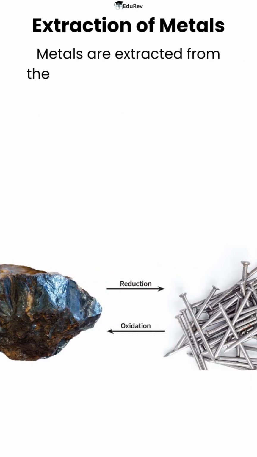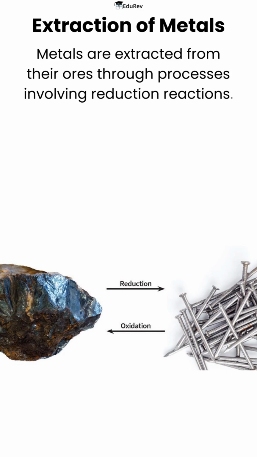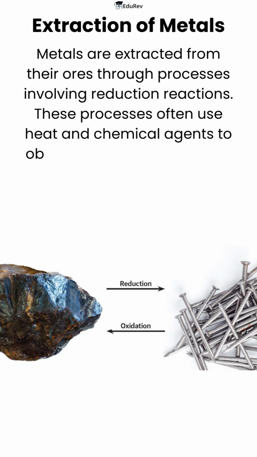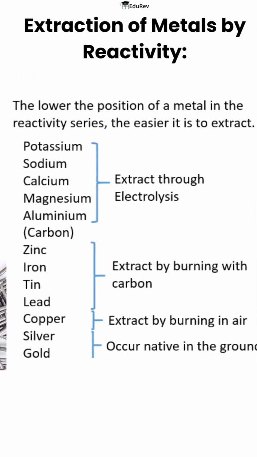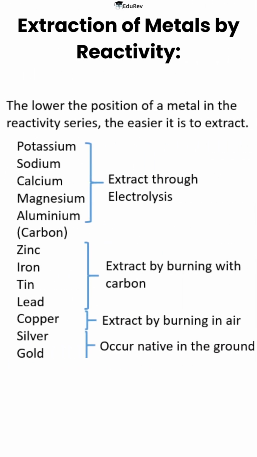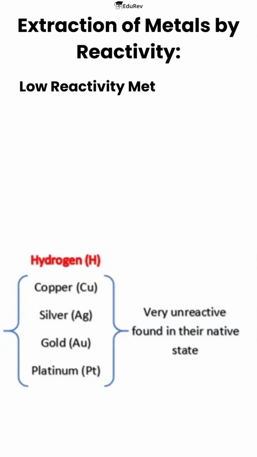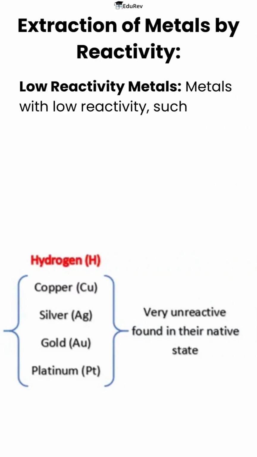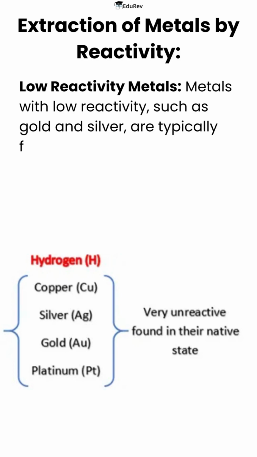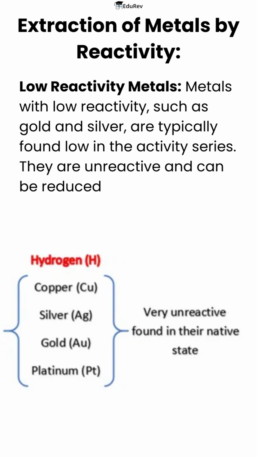Extraction of metals. Metals are extracted from their ores through processes involving reduction reactions. These processes often use heat and chemical agents to obtain the desired metal in a purified form. The lower the position of the metal in reactivity series, the easier it is to extract. Metals with low reactivity, such as gold and silver, are typically found low in the activity series. They are unreactive and can be reduced to metals by heating alone.